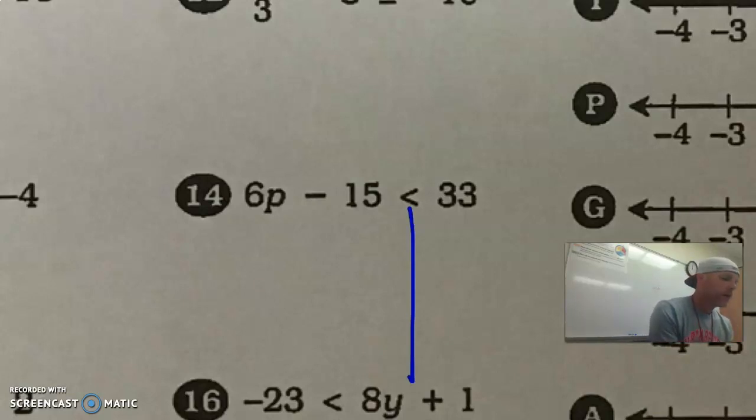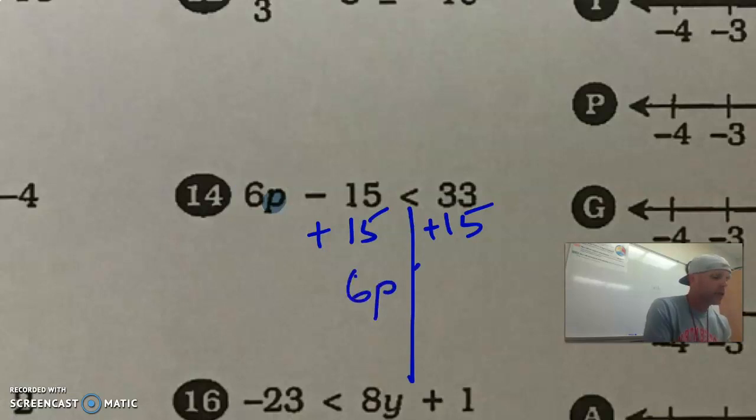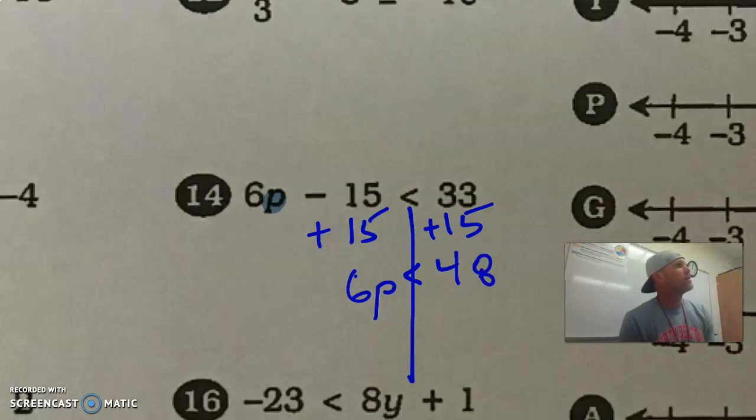We're trying to get the variable by itself by doing inverse operations, getting everything moved to the other side. So we'll deal with this constant of minus 15 first by doing the inverse, which is adding 15. Remember, inverse just means opposite. So we're going to add 15 to both sides. So now 6p is the only thing left over here. 6p is less than 33 plus 15, which is 48. So 6p is less than 48.